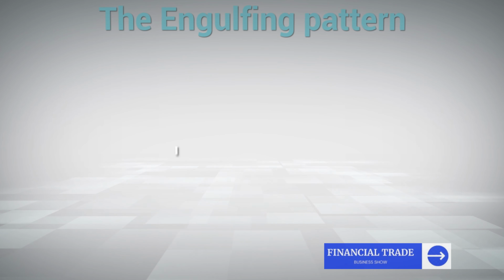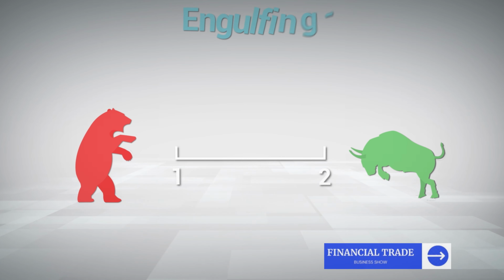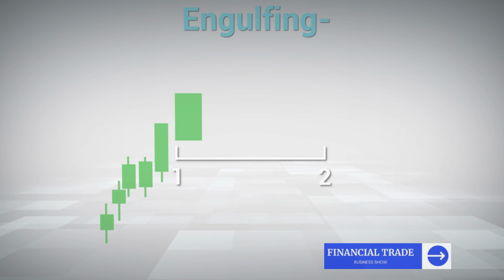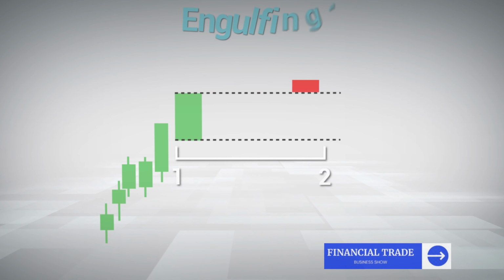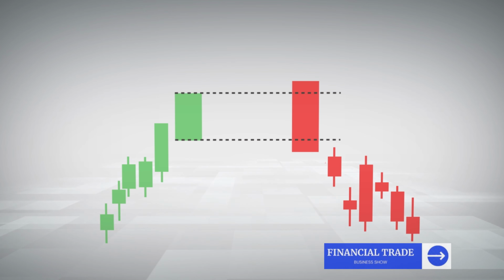The engulfing pattern is a 2-day reversal pattern and indicates a bearish or bullish outlook. In an engulfing minus pattern, on the first day, the candlestick is positive and supports the general trend. The next day, price opens a little higher than the closing price of the first candlestick and closes a little lower than the opening price of the first candlestick.